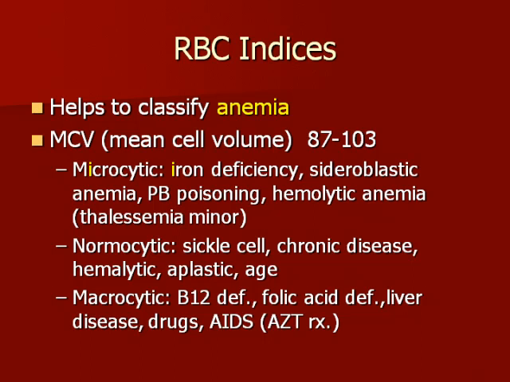The RBC indices are the size and the shape of the red blood cell. If it's tiny, micro, think of iron, I for micro, and iron deficiency, which is very common. If it's macro, think B12. So MCV is your mean cell volume. Usually on the FNP exam, they will give you the patient and then the normal for the MCV and ask you what kind of anemia you think they have.